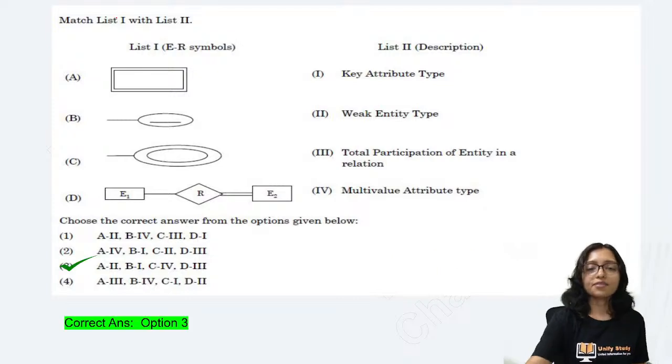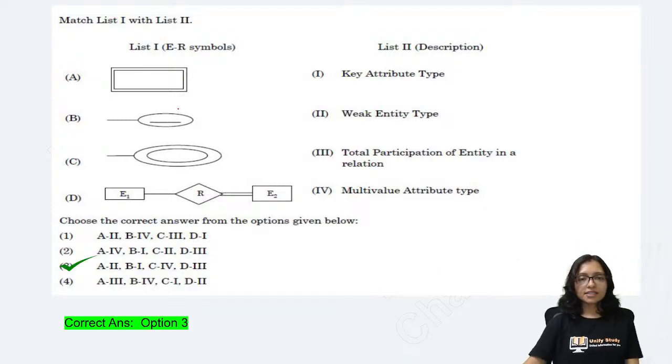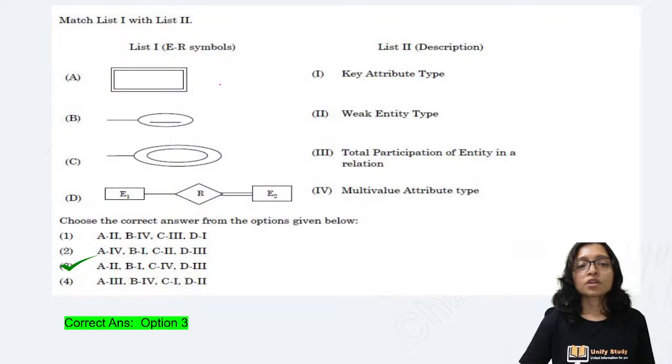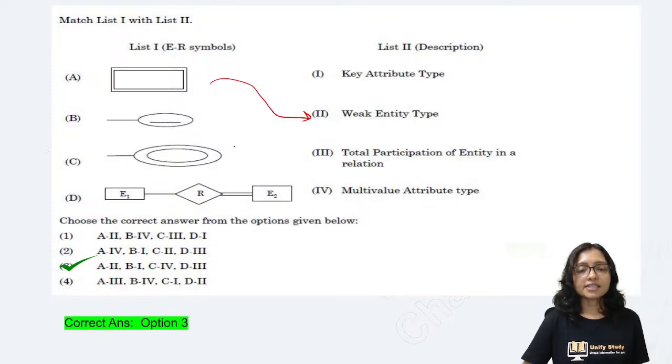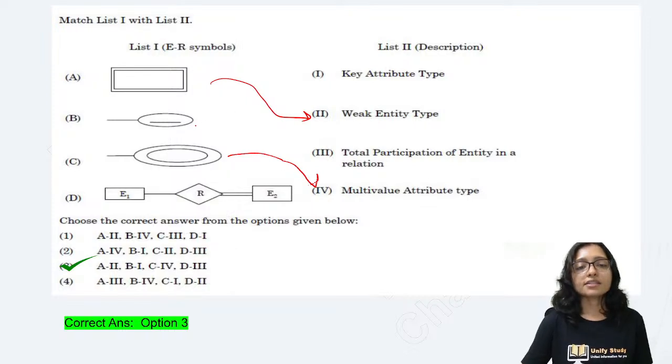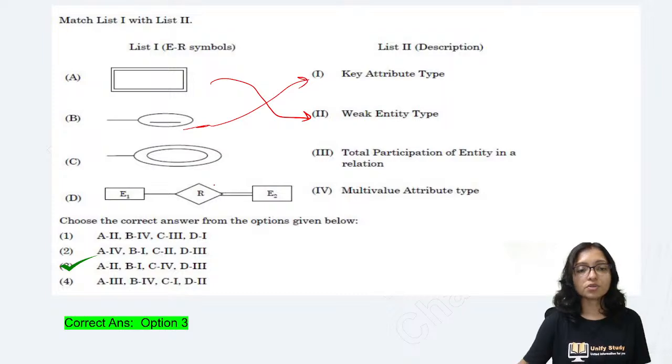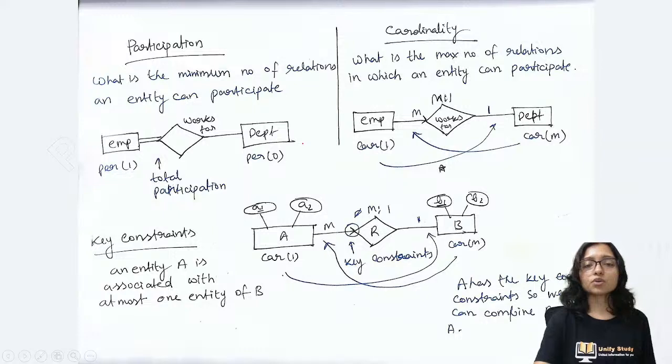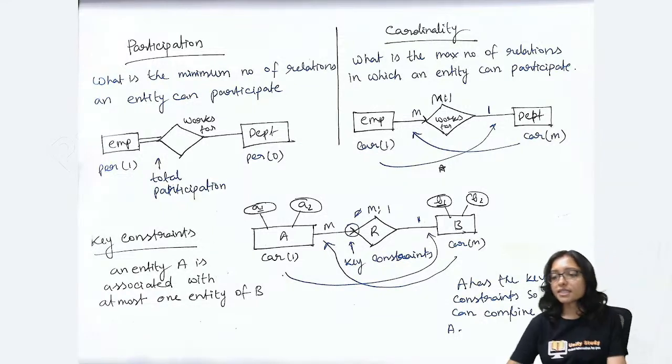Okay, answer came from everyone. Yes, this is your answer definitely. Where this is your weak entity, this is the multi-valued attribute, and this is the key constraint. Here this is the key attribute, and here this is the total participation. So how the total participation and cardinality I am coming here.